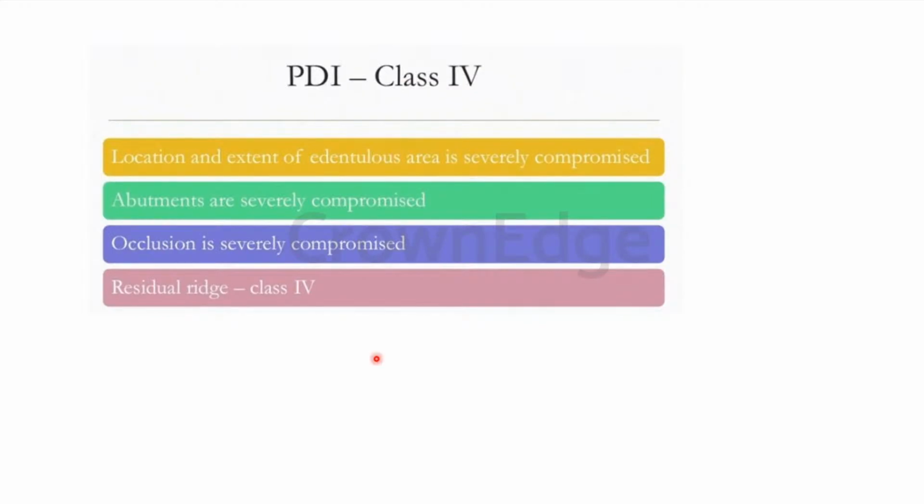The last one, that is your class 4. Okay, so class 4, what you have to understand is it is severely compromised with regards to the extent and the location. Abutments are also severely compromised.